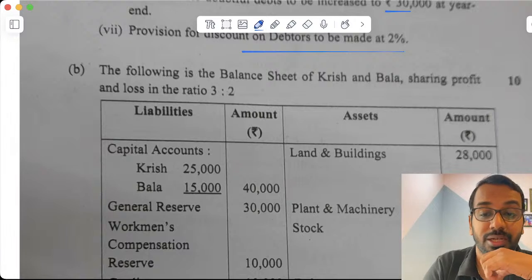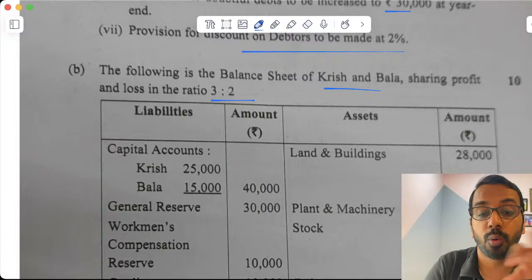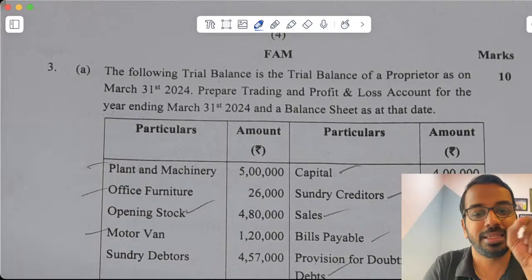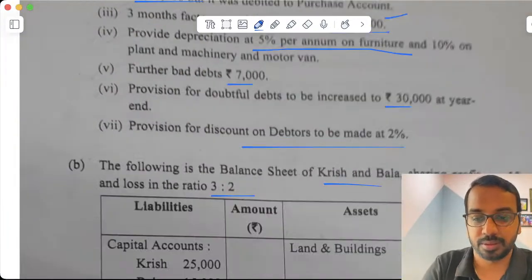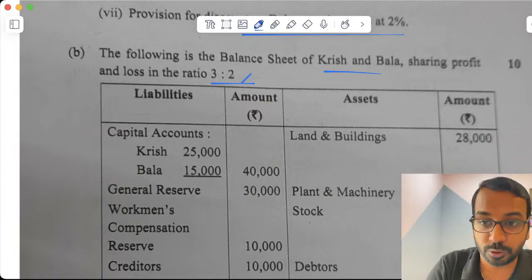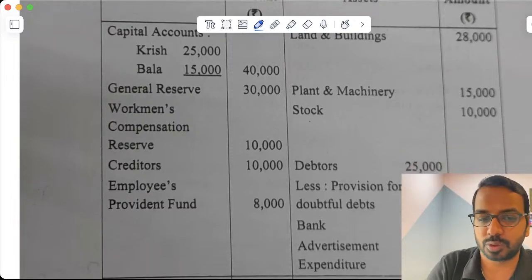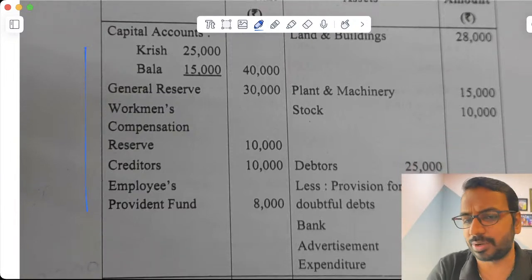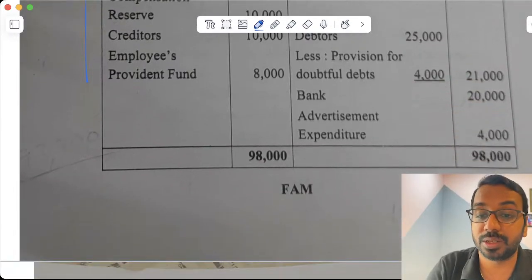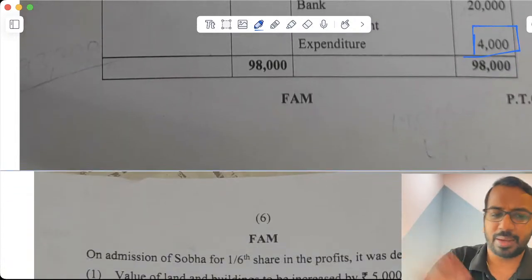The next one is the balance sheet of Krishan Bala, sharing profit and losses in the ratio of 3:2. Only thing is that they have asked for 10 marks. So the problem could have been lengthy, but it was solvable. Capital accounts, general reserve, workman compensation reserve, creditors, EPF. So again, standard items that we see in the study material questions. Land and buildings, plant, stock, debtors, PBT, bank, advertisement expenditure. So there is a debit balance, maybe a prepaid expenditure, or they have just capitalized it.